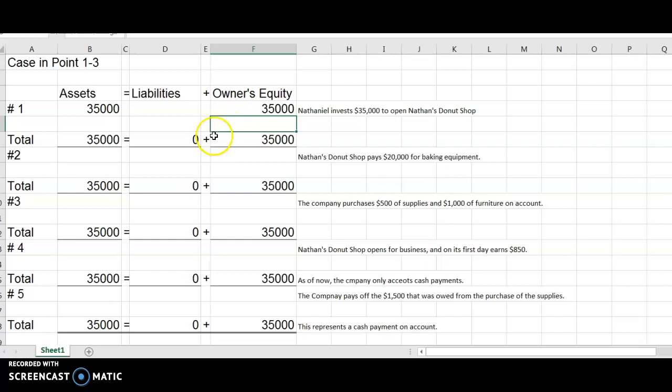Notice after completing this transaction, our total accounting equation still balances. Assets equal liabilities plus owner's equity.